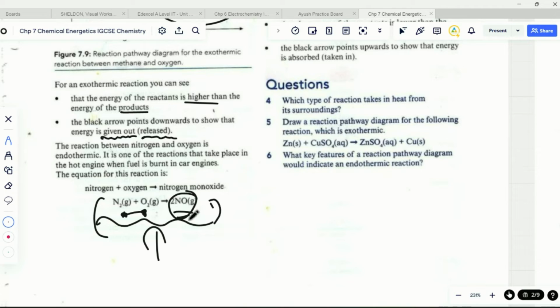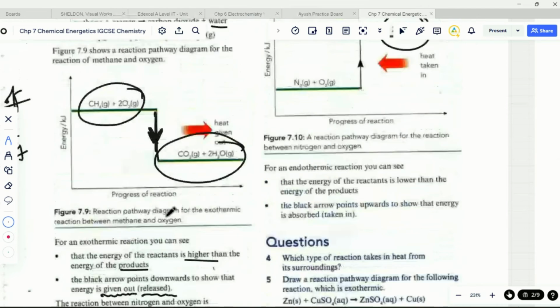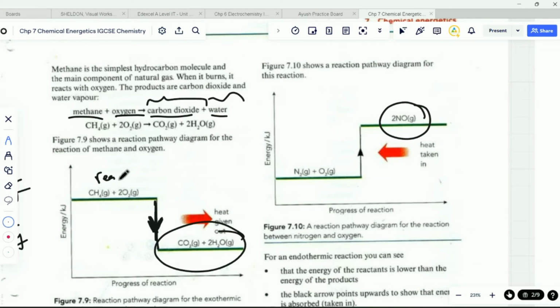This nitrogen monoxide is usually made when we burn the fuel in car engines. Then nitrogen monoxide is basically produced. So in this reaction, what type of reaction is it? It is an endothermic reaction. What happens in an endothermic reaction? This is a reactant. This is also a reactant. And these reactants are producing these products over here.